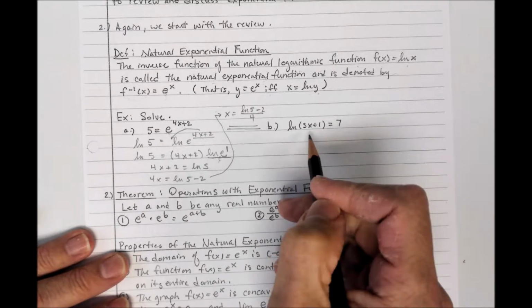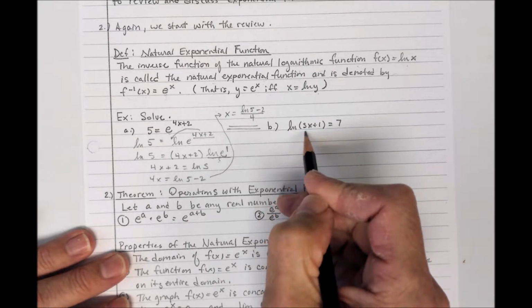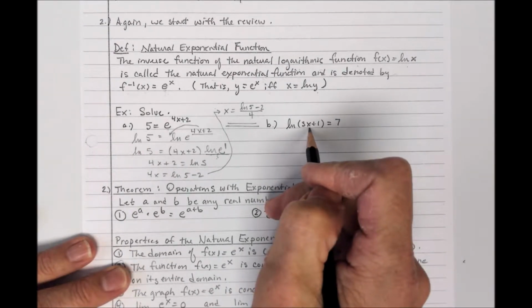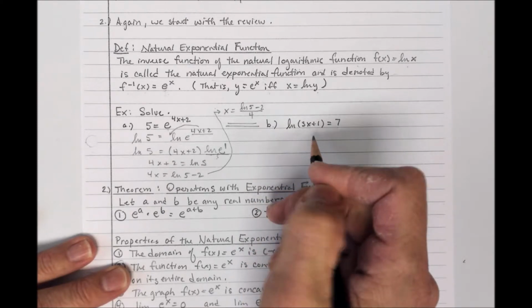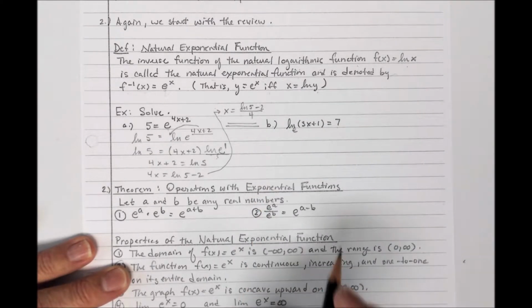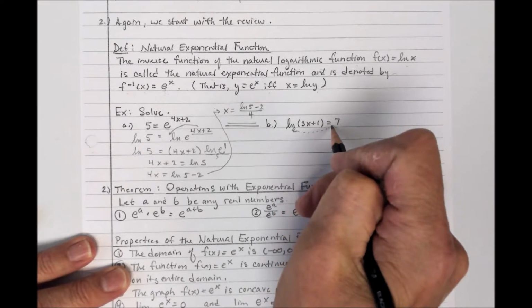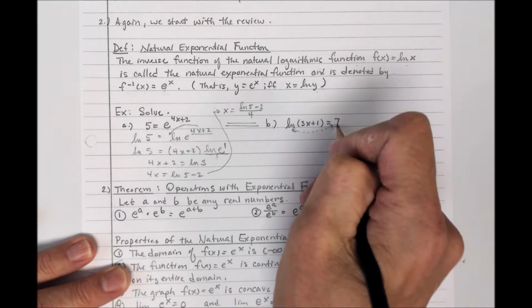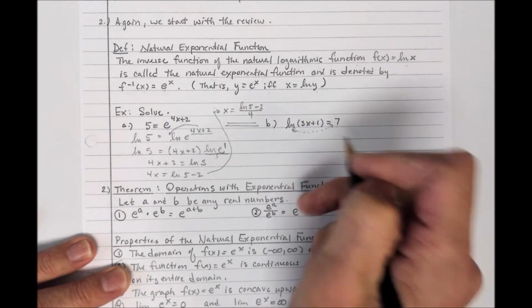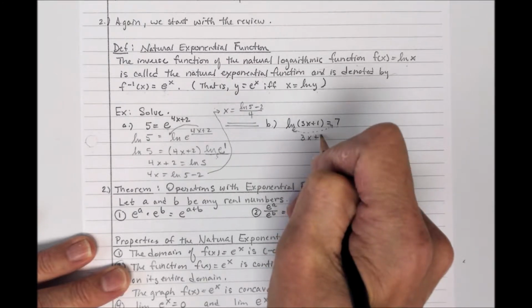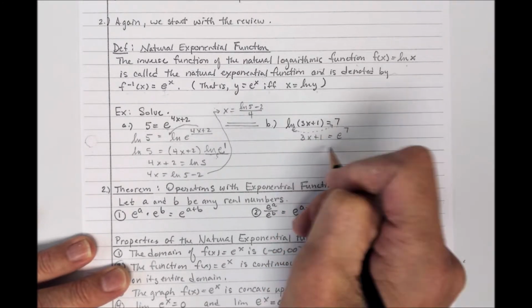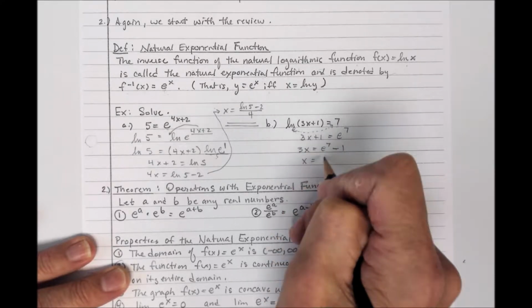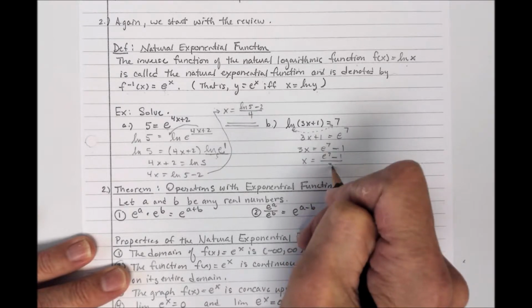Now here, I have the natural log of 3x plus 1 is equal to 7, and I want to solve this. Well, I'm going to have trouble solving it unless I can get x away from this natural log. So remember that a natural log is a base e logarithm, and I can rewrite this and put this into exponential form by bringing the base over here and taking this constant here, and raising it up to that power. So I get 3x plus 1 is equal to e to the 7th. Subtract 1 from both sides, e to the 7th minus 1, and then divide by 3. And I get e to the 7th minus 1 all divided by 3, and there's my answer to that one as well.